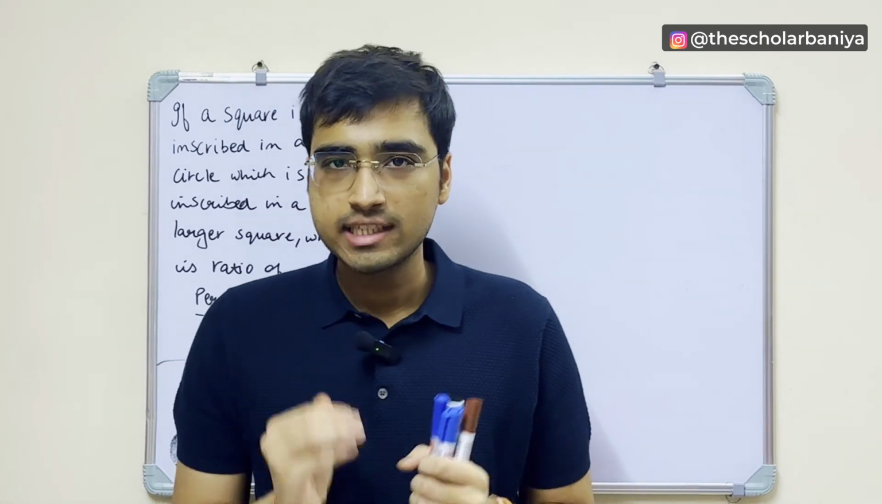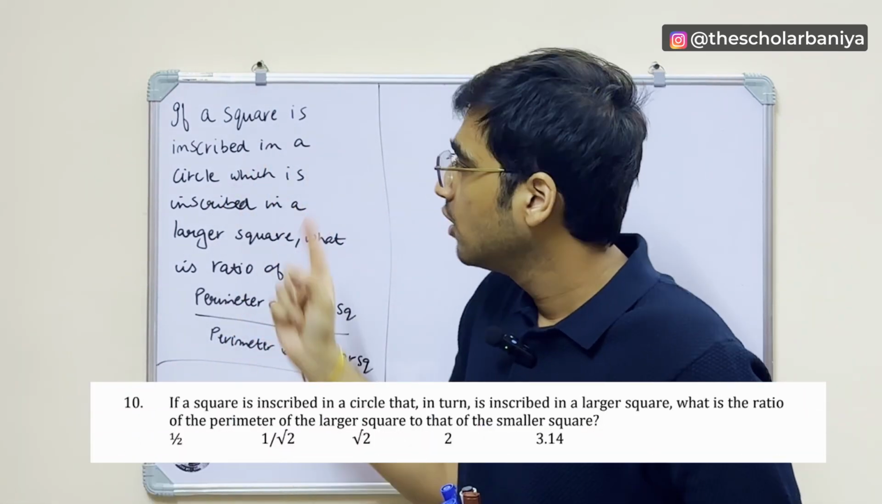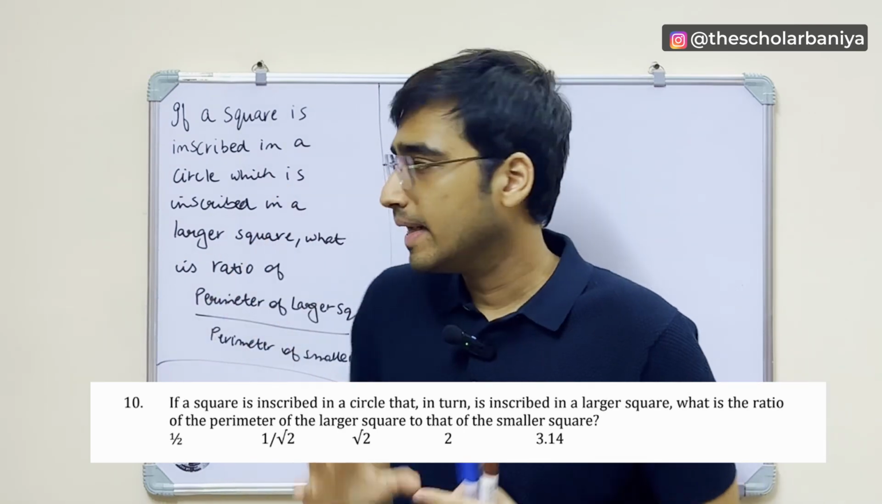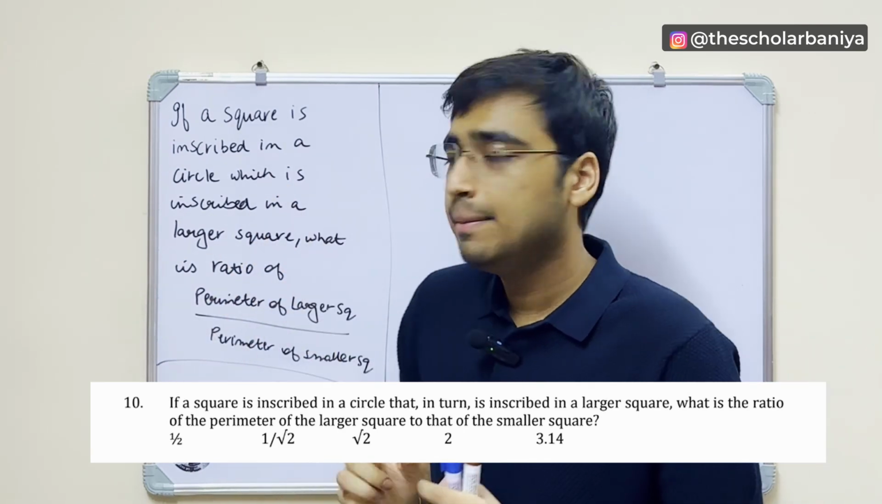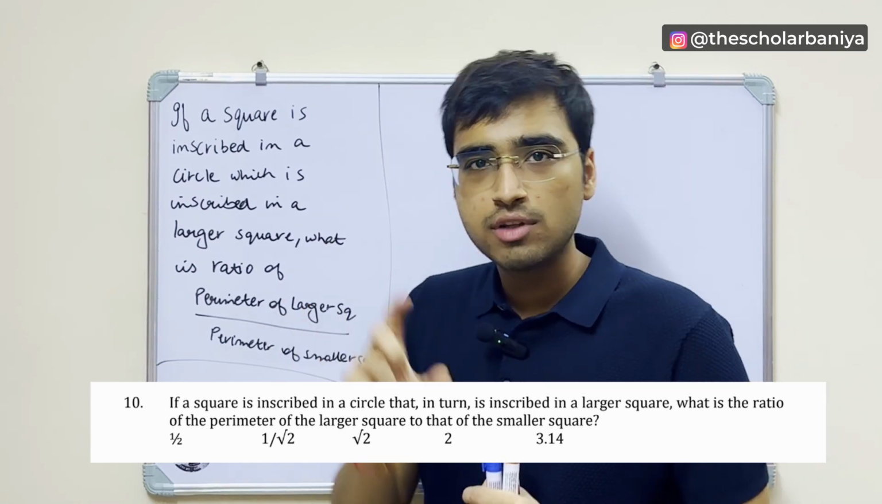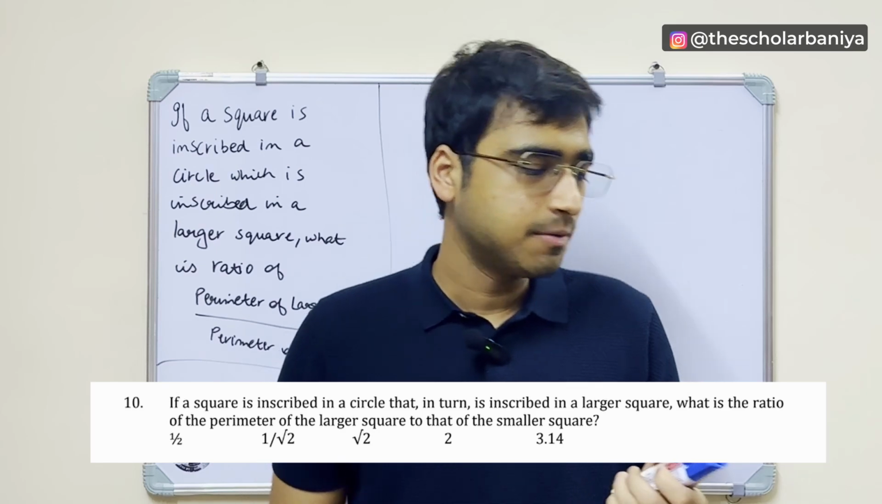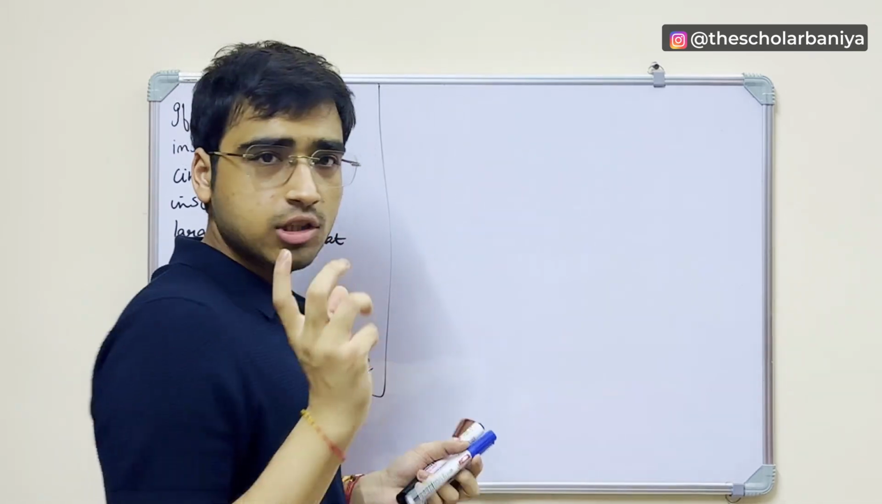So let's move on to the next question, guys. In this question, we are given that there is a square which is inscribed in a circle, which is again inscribed in a larger square. So we have to tell the ratio of the perimeter of the larger square to the perimeter of the smaller square. So let's draw the figure for this.